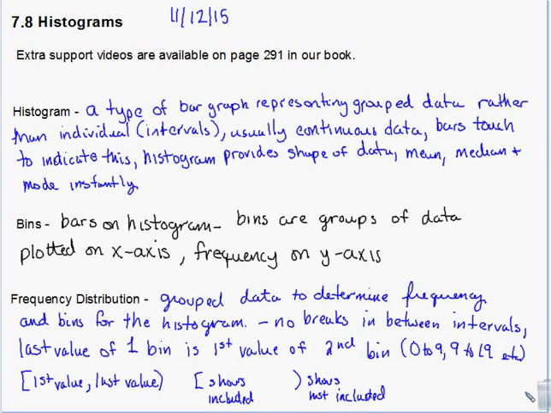A histogram is a bar graph, but it's a special type of bar graph. The difference between a bar graph and a histogram is that in a regular bar graph, your bars represent individual pieces of data. So if we're doing qualitative data, it's a single color, a single type of car, a single whatever. And if it's quantitative data, it's a single number, a single age, a single weight, a single height. A histogram is grouped data.